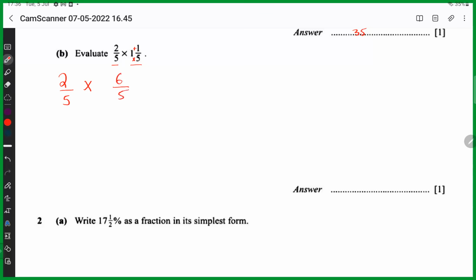1 whole 1 by 5 was a mixed number, and I can convert this mixed number to a fraction, that would be 6 by 5. And now it's multiplication. So in multiplication, it's very simple. I can multiply the numerator with numerator, and I can multiply the denominator with denominator, and it would give me 12 divided by 25. So this is going to be the answer.